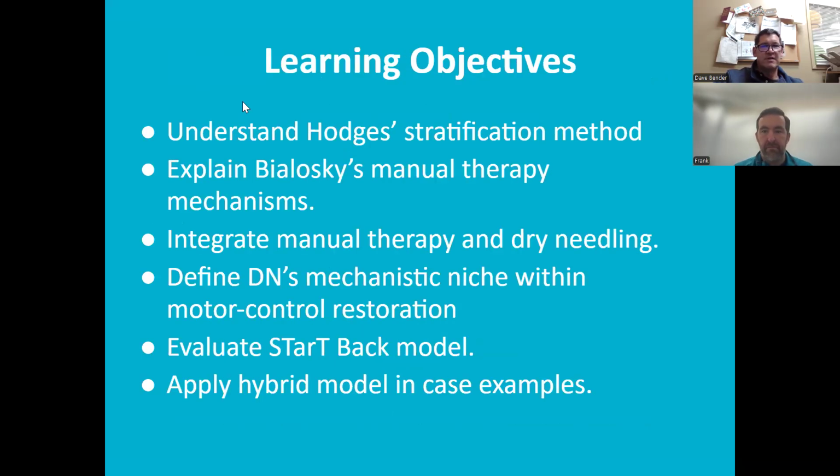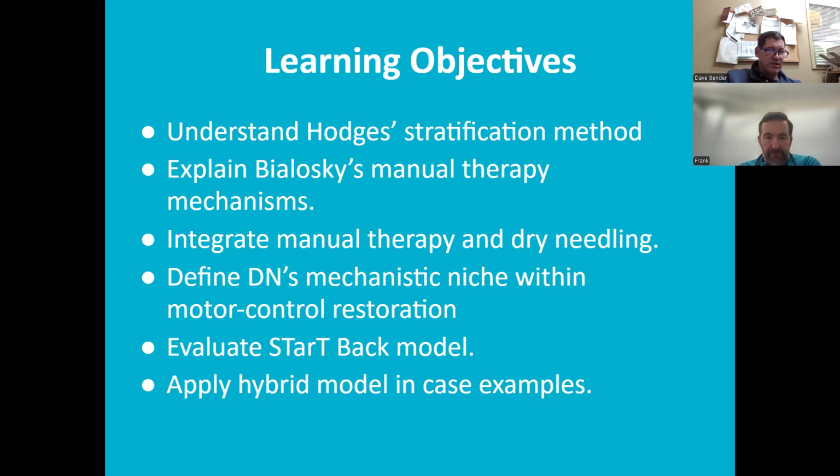Some of our learning objectives here are going to be understanding Hodges' stratification method. We're going to also go back over Joe Bolowski's manual therapy neurophysiological mechanisms. We're going to integrate manual therapy and dry needling into this concept and see where dry needling fits in the scope of orthopedic manual physical therapy.